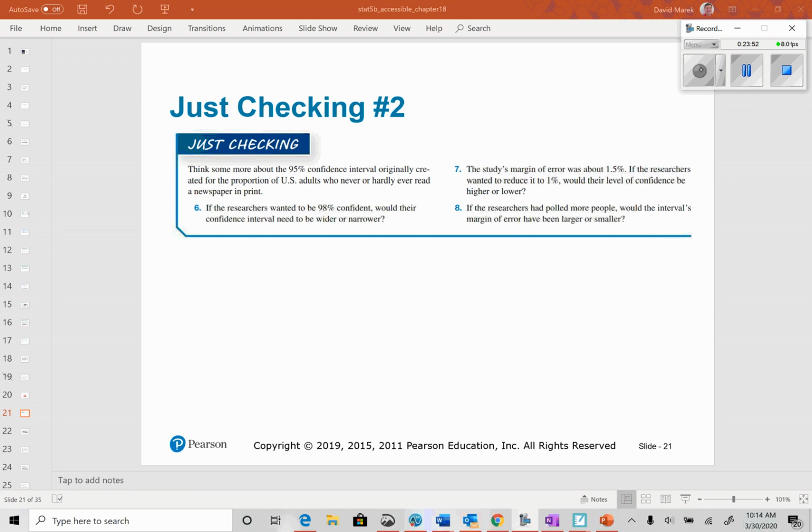Number 8, if the researchers had polled more people, would the interval's margin of error have been larger or smaller? Correct answer there is smaller. Again, if you think back to our lovely little formula, where in that formula do we put n? If they had polled more people, n would be larger, but n goes in the denominator of that lovely square root. So if the denominator is bigger, the margin of error is going to be smaller.